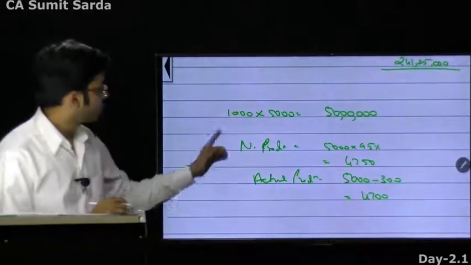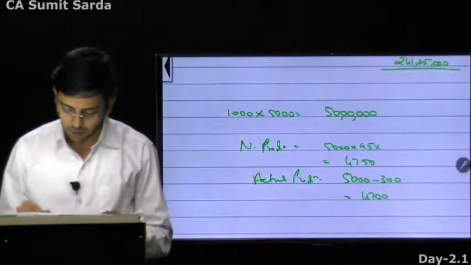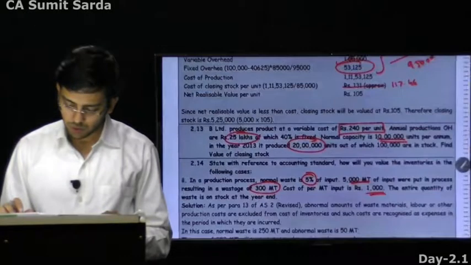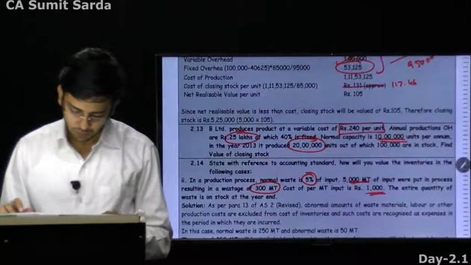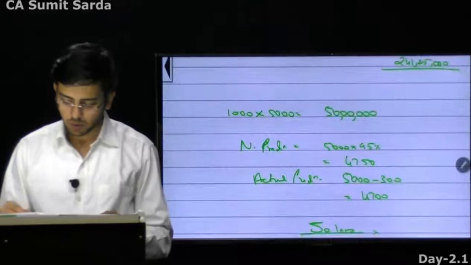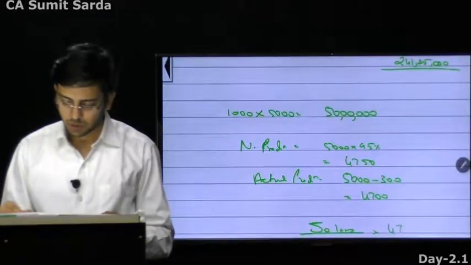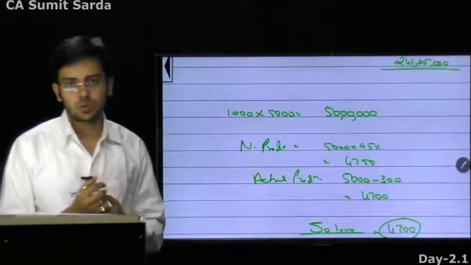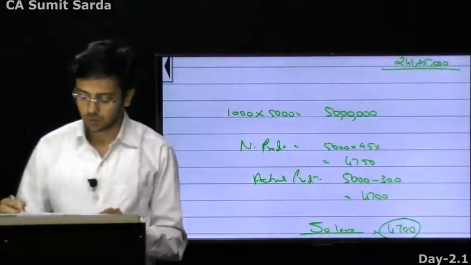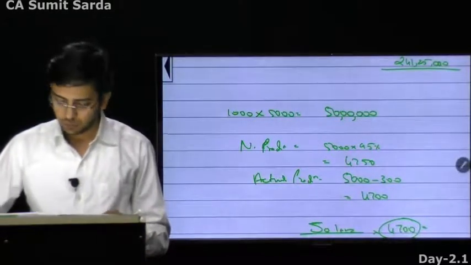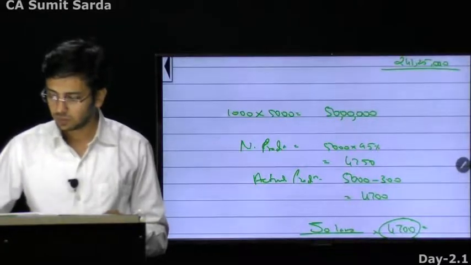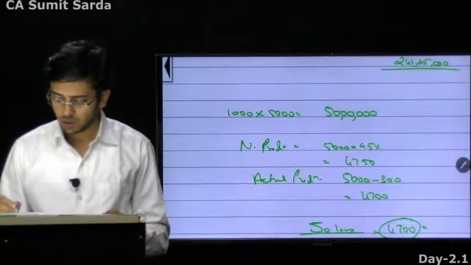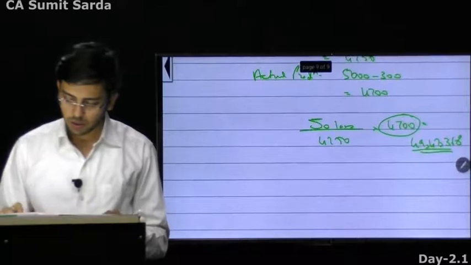Again it will be whichever is higher, 4,750 or 4,700. So we'll divide 50 lakhs by 4,750 multiplied by whatever units you have in closing stock. Entire amount is in closing stock. Remember this, 4,700. The stock that you actually have at year end is 4,700. You don't have the remaining 50 units. They are abnormal loss. So that gives me 49,47,368. I hope it is clear till this point.